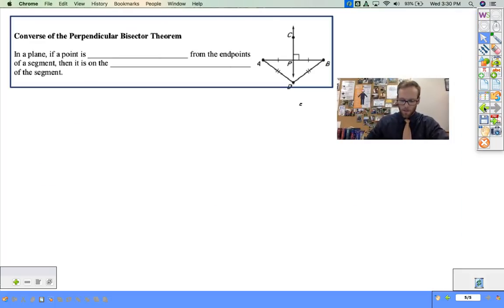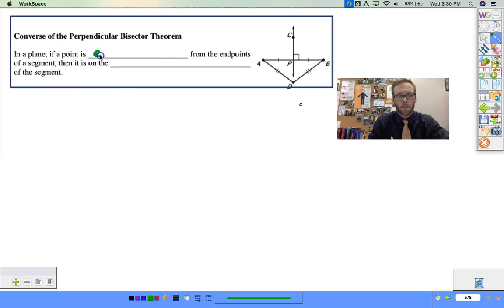All right, so let's fill this in. In a plane, if a point is equidistant from the endpoints of a segment, then it's on the perpendicular bisector of the segment. Now, of course, you should be asking yourself, how might I prove this? I think that might be important to be able to do.